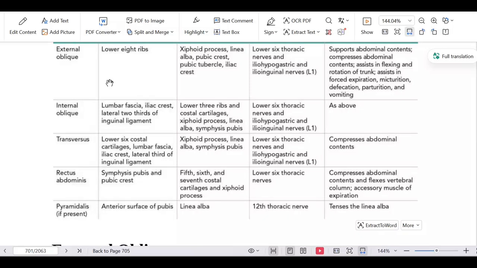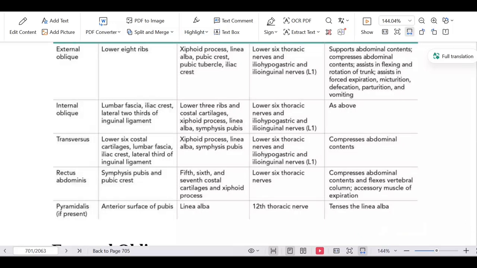Okay, now the nerve supply is again from the lower 6 thoracic nerves and the L1 nerves, that are the iliohypogastric and ilioinguinal nerves, and its function is the same as the external oblique, that it is going to support the abdominal content, and it is also going to assist in the flexion and rotation of the trunk. By compressing our abdominal content, it gives a tone to the abdomen, and it also assists in forced expiration, specifically micturition, defecation, parturition, and vomiting.